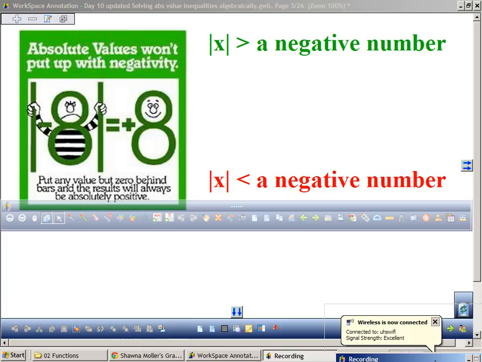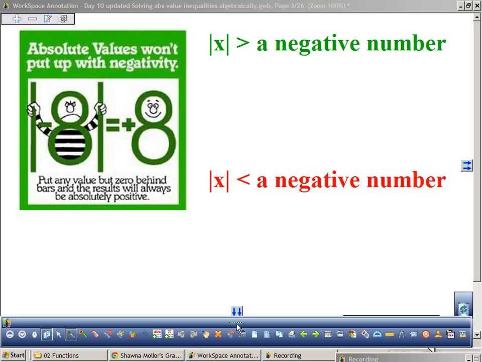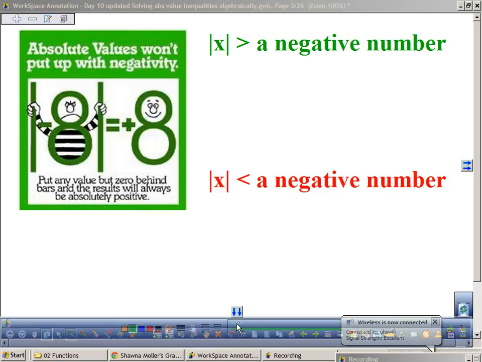All right, guys, let's look at this. This is super cute. So pencils down. I'm going to talk for a little bit. Okay, absolute value won't put up with negativity. Okay, so put away values. Put any value but 0 behind bars, and the results will always be absolutely positive.